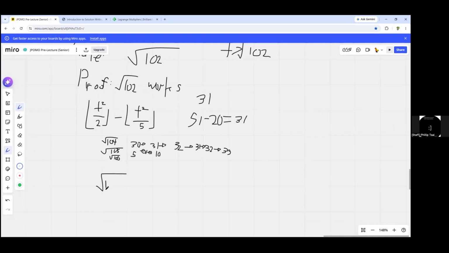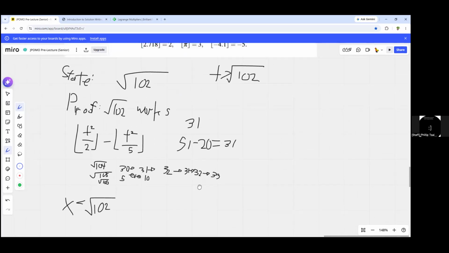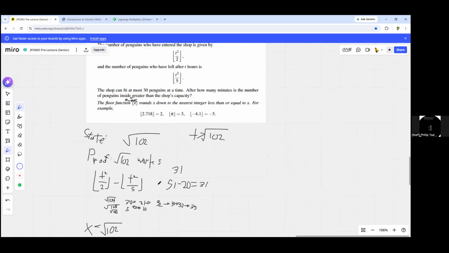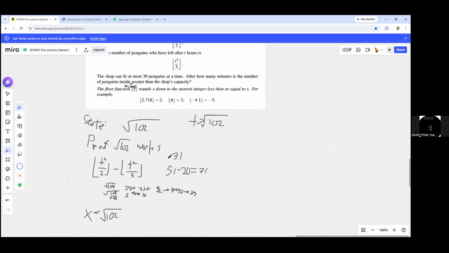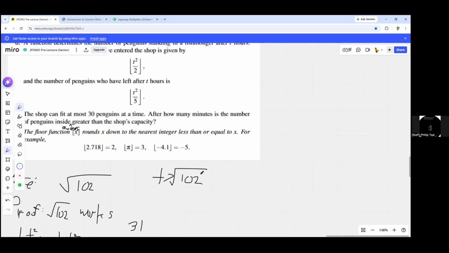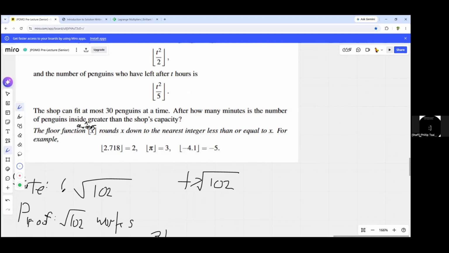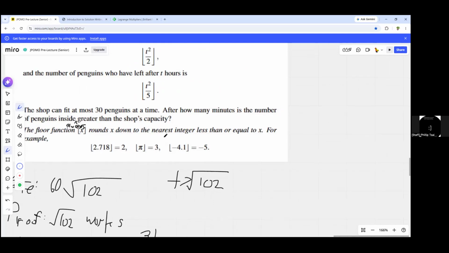And now you have to prove that any number less than square root of 102 doesn't work. Any positive real number, sorry. Oh, wait, sorry. It's not square root of 102. It's square root of 102 times 60 because it's minutes. But that doesn't matter here.